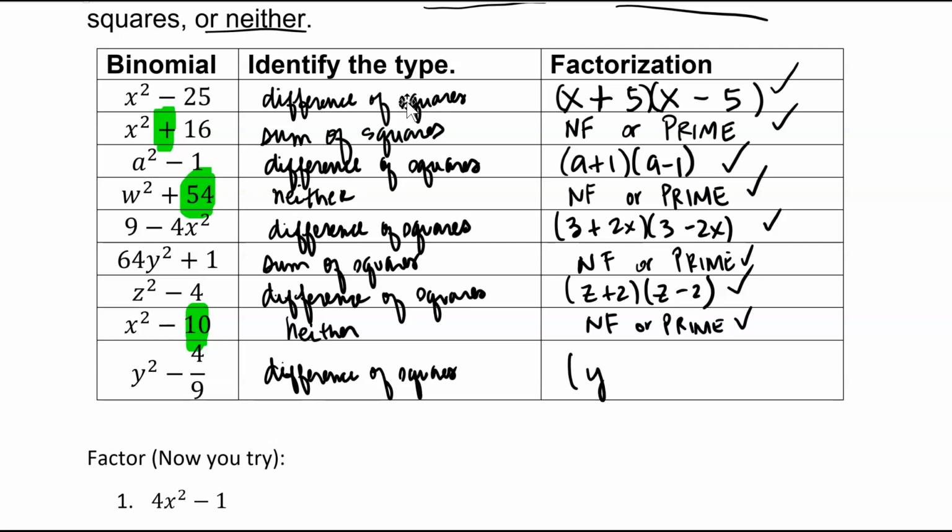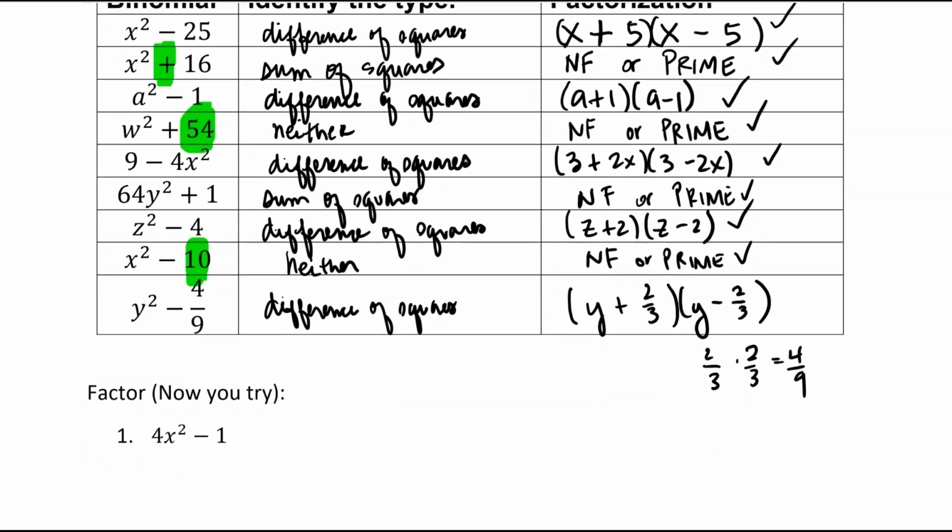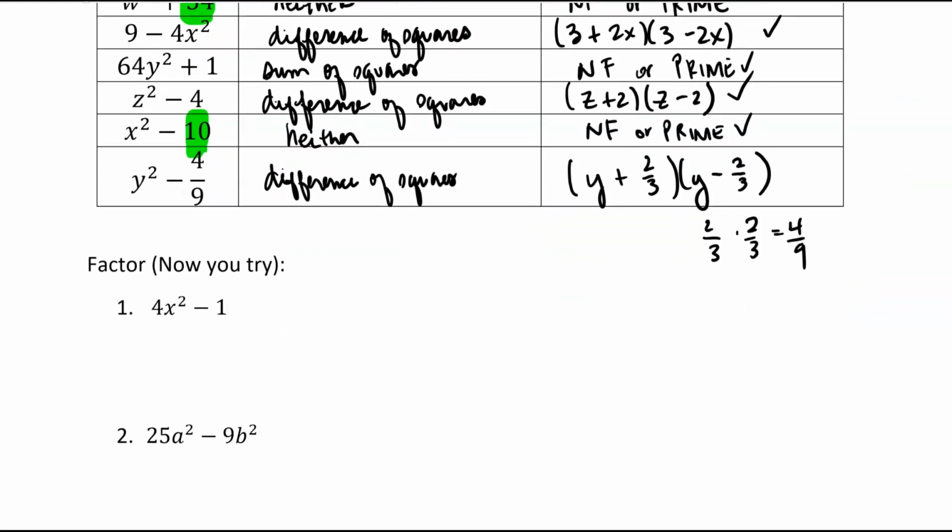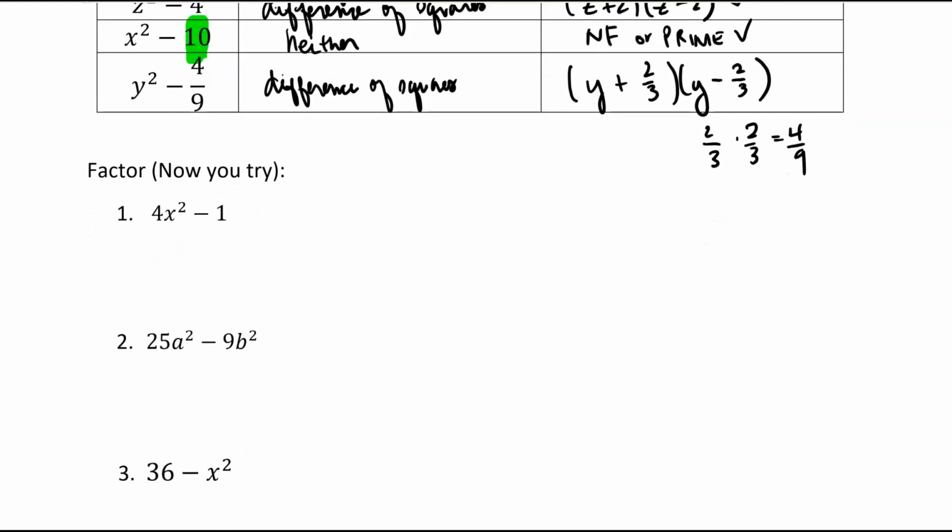So you have y plus 2/3 times y minus 2/3, because if you multiply 2/3 times 2/3, you will get 4/9. So it works out when you multiply those binomials together. 4x squared minus 1 is 2x plus 1 times 2x minus 1.